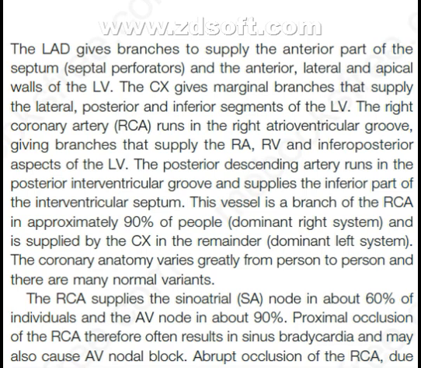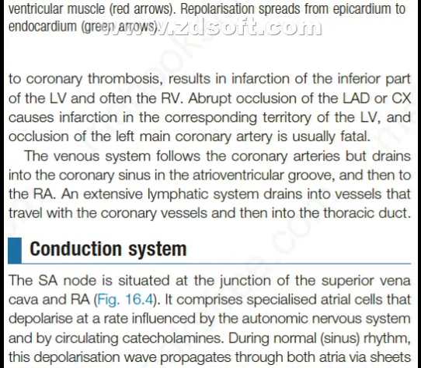Proximal occlusion of the right coronary artery therefore often results in sinus bradycardia and may also cause AV nodal block. Abrupt occlusion of the right coronary artery due to coronary thrombosis results in infarction of the inferior part of the left ventricle and often the right ventricle. Abrupt occlusion of the left anterior descending or circumflex causes infarction in the corresponding territory of the left ventricle, and occlusion of the left main coronary artery is usually fatal.